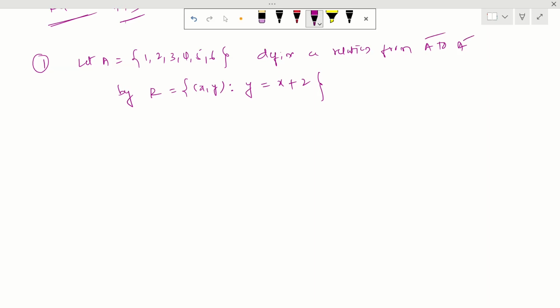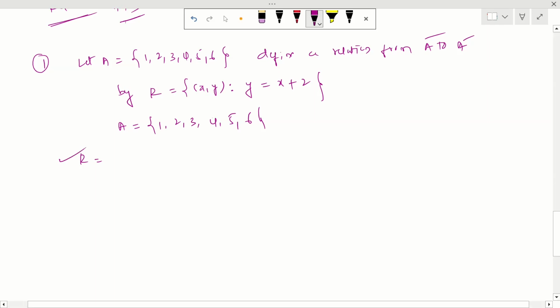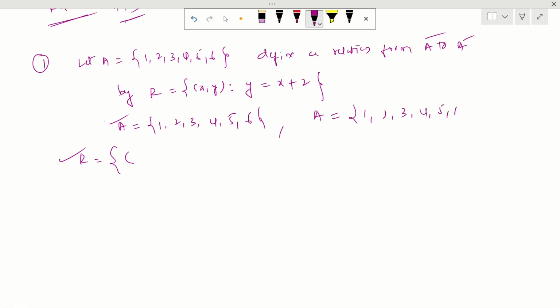Just write the set A as 1, 2, 3, 4, 5, 6. Only 6 elements are there. Then we can write the relation in pairs. Suppose you take these as A, containing 1, 2, 3, 4, 5, 6, and another set is also A, that is 1, 2, 3, 4, 5, 6. When we put the value 1, according to the relation, x plus 2 is 1 plus 2, which is 3.